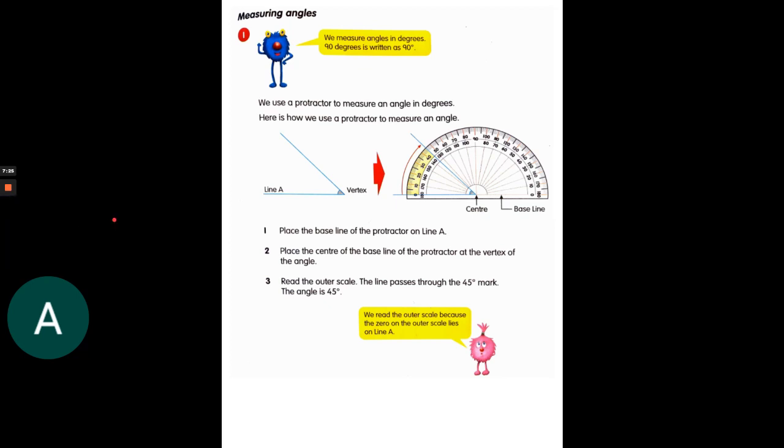Okay, so I hope you got on okay with that. With the angle that you drew, I hope you used the outer scale. Okay, we're going to move on now and have a go at looking at the inner scale. So here I go, I've drawn a fresh angle. What is different to the angle that you've just drawn?